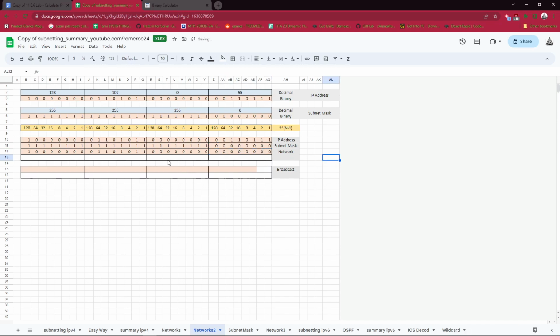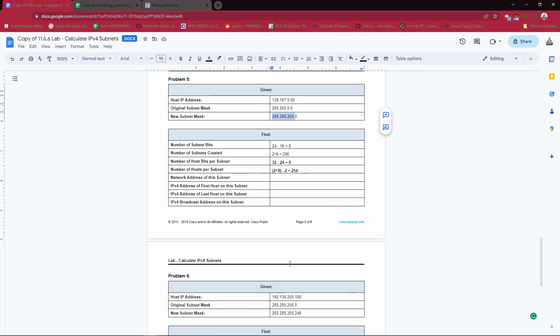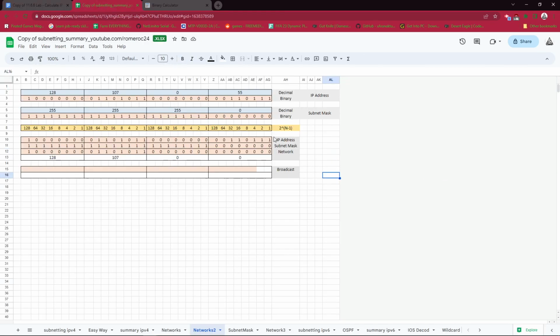Then when we have this, we need to convert it into decimal. So 128.107 will be 0 and this will be 0. So this is our network address: 128.107.0.0. Yes. So for the broadcast, we just need to copy again.